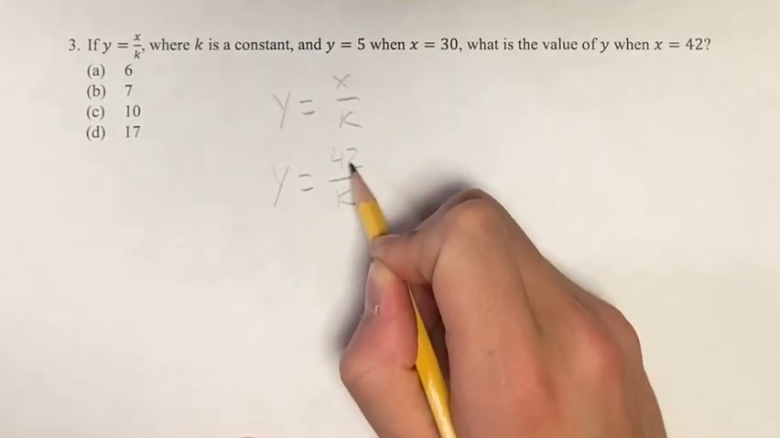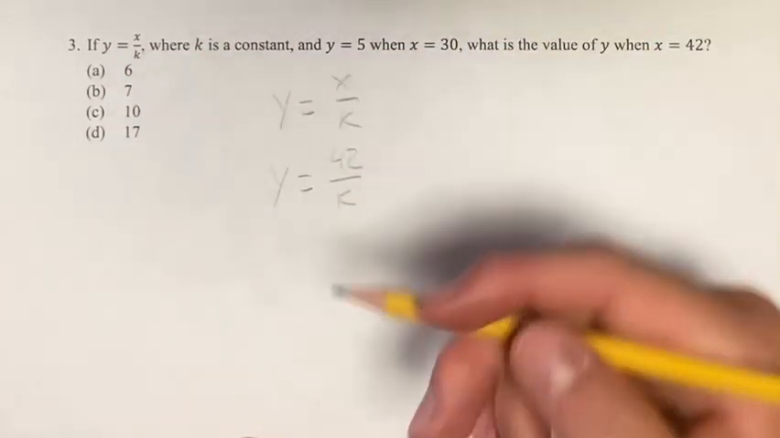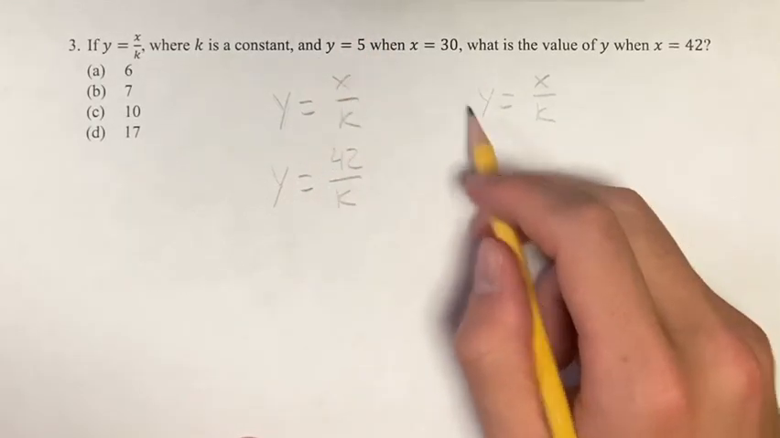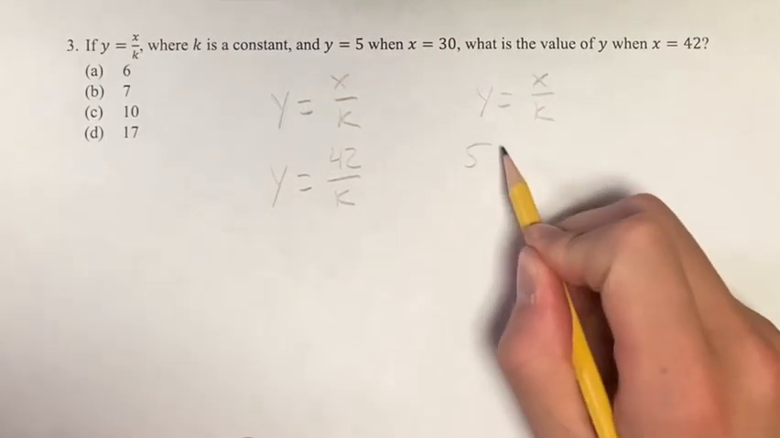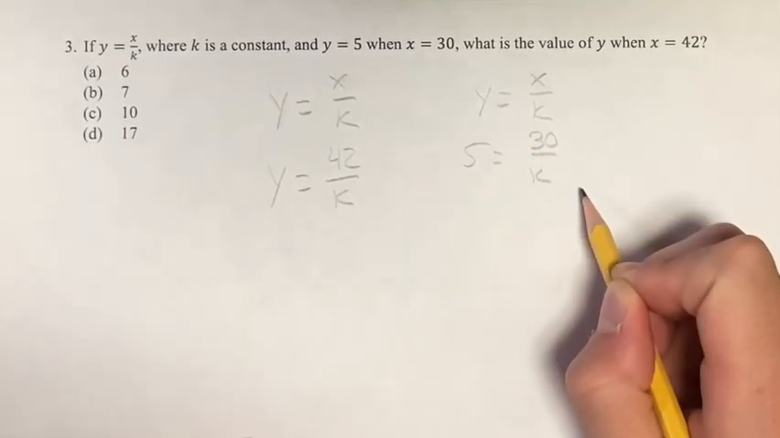So we have our expression for y, but we have this k in here, and none of our final answers have k, so we have to solve for k. Taking the same equation, if we know that y is 5 when x is 30, we plug those values into the equation, right? We now have a way to solve for k.